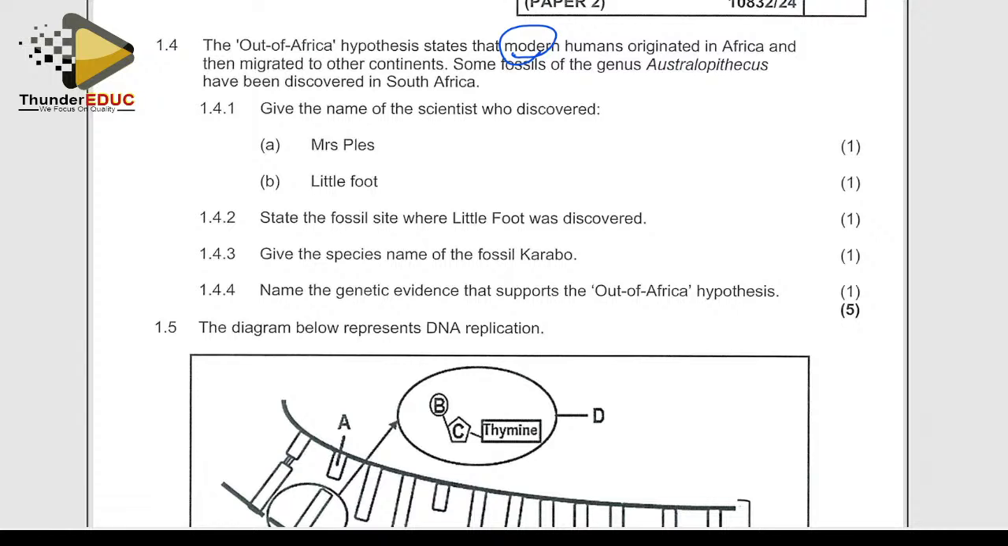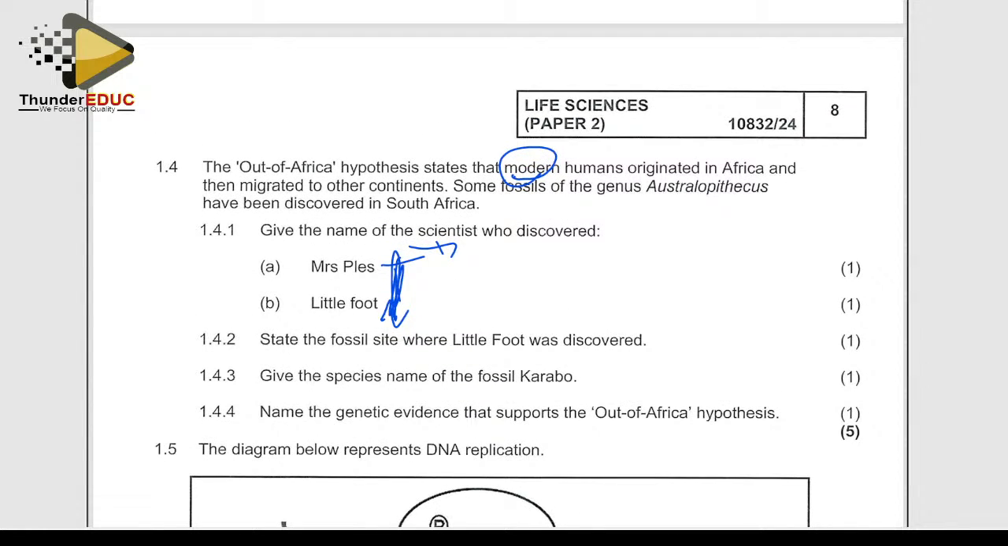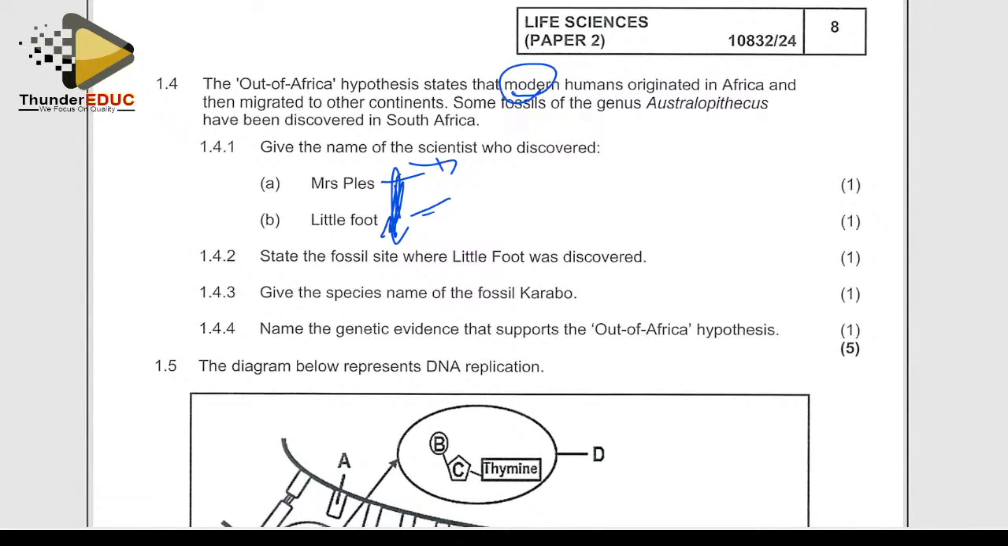So some of the fossils of genus Australopithecus have been discovered in South Africa. I told you don't go without knowing two fossils from at least Australopithecus africanus in South Africa. So they brought Australopithecus africanus, not only Australopithecus, but this one is Australopithecus africanus. Mrs. Ples. So give the name of the scientist who discovered that. Who discovered Mrs. Ples? It is Robert Broom. And then who discovered Littlefoot is Ron Clarke.